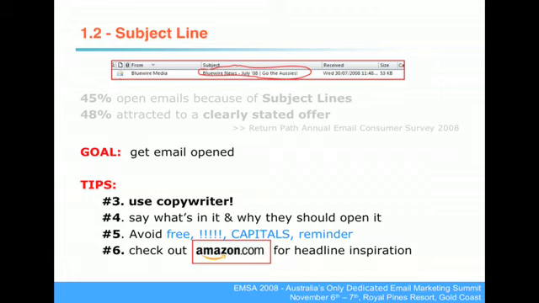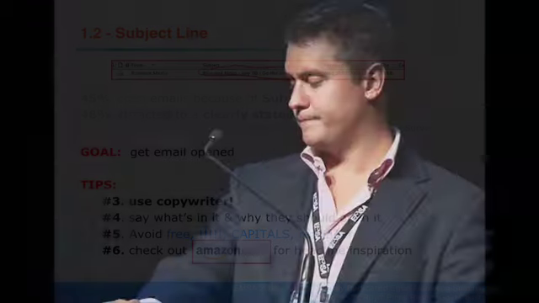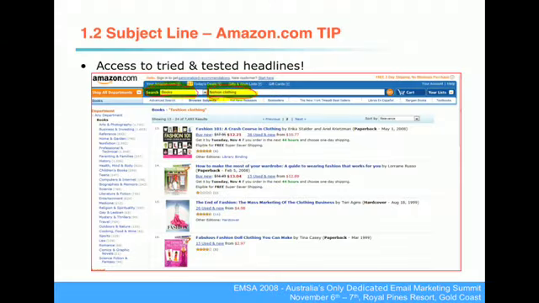Tip number 6, if you do need some inspiration for writing subject lines, visit Amazon.com. I'll explain what I mean. On Amazon.com, obviously you can buy books, and books are written by authors and published by publishers who've spent lots of money trialling and testing various headlines. So not only will you have access to all this research and all the tips and techniques that work well for them, you'll have examples for headlines for any topic that you could imagine.